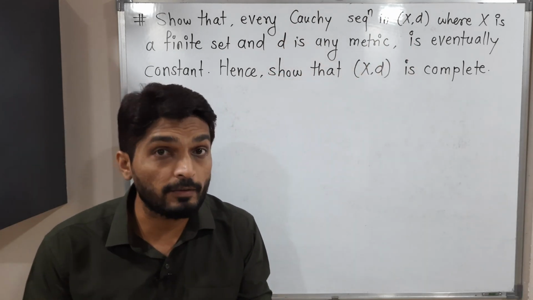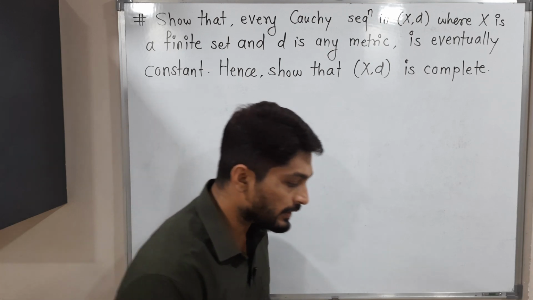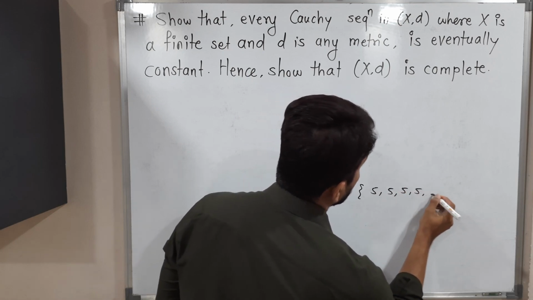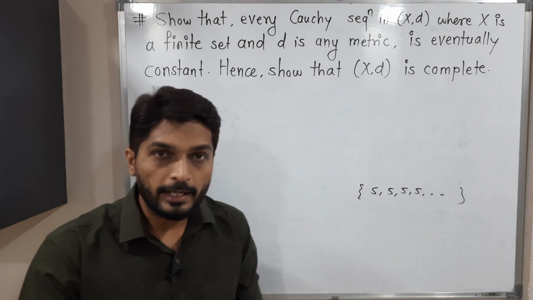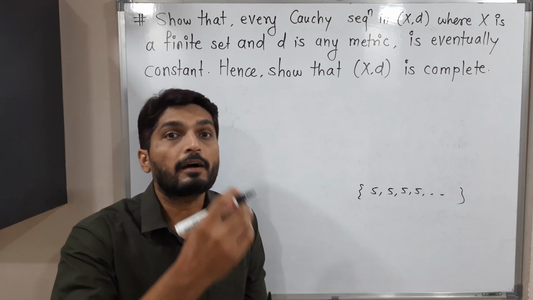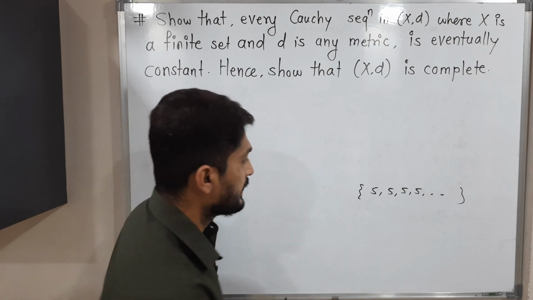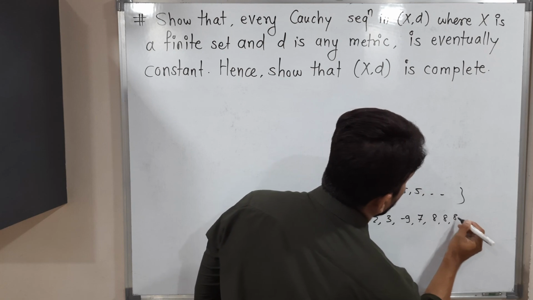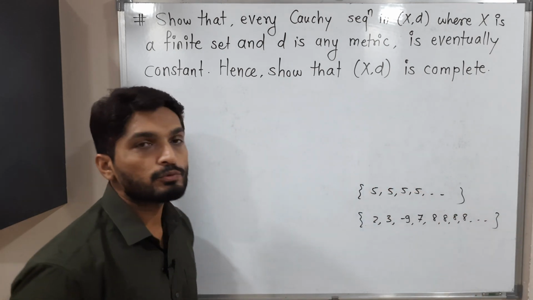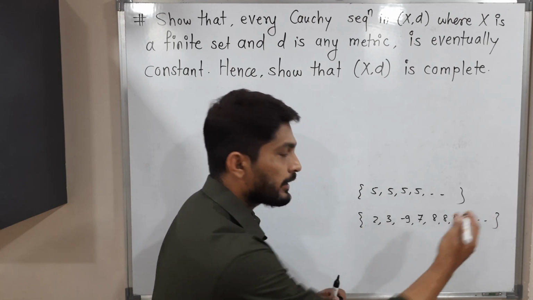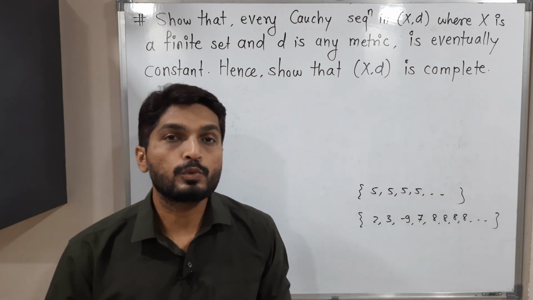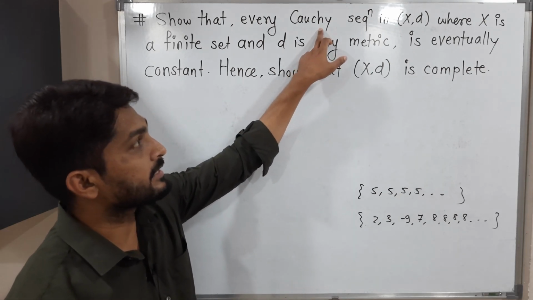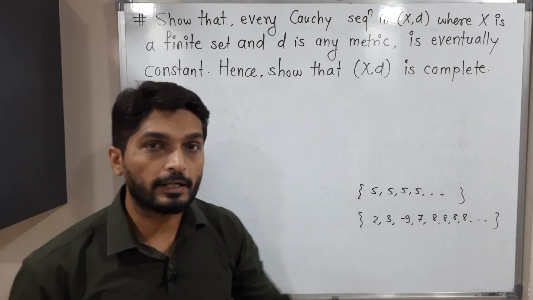Let us try to understand what an eventually constant sequence is. We are familiar with a constant sequence, right? Constant sequence means all terms are the same. Eventually constant means the first few terms can be different, but after a fixed term you will have all the same terms. Just like this: 2, 3, minus 9, 7, 8, 8, 8, 8 and so on. All remaining terms will be 8. So first few terms are different and after that we have the same term. So we call it an eventually constant sequence, and here we have to prove every Cauchy sequence in (X, d) is an eventually constant sequence. Let us start to prove.